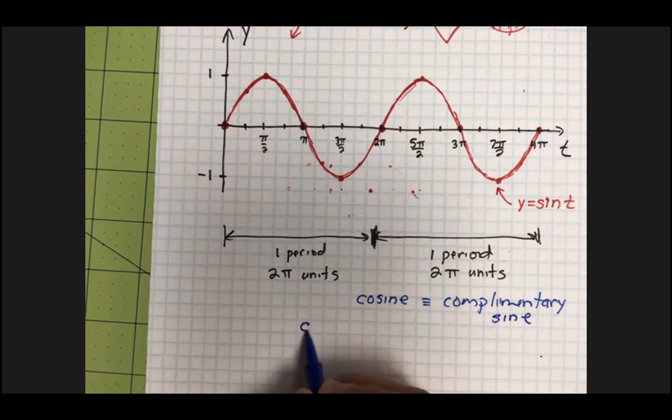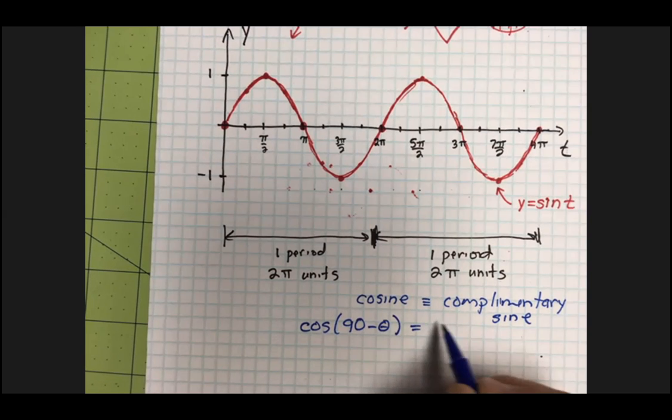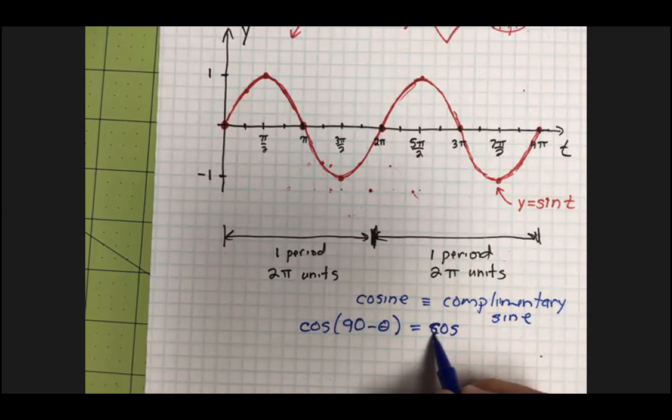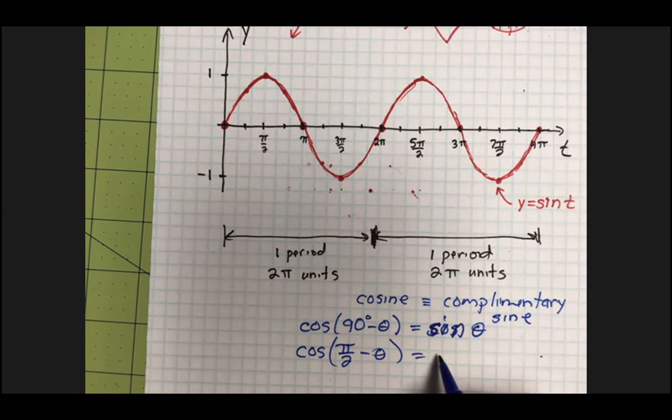So the cosine of 90 minus theta is always equal to the cosine, or sorry, the sine of theta, degrees. Here I'm measuring in degrees. Or I could say it in radians. Cosine of pi over 2 minus theta is always equal to the sine of theta.